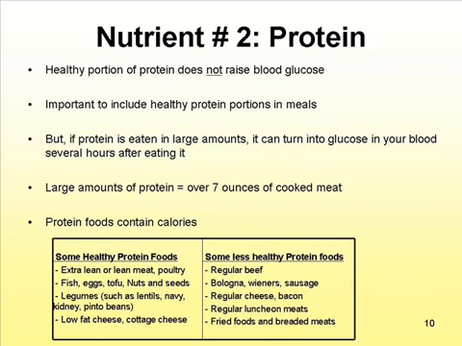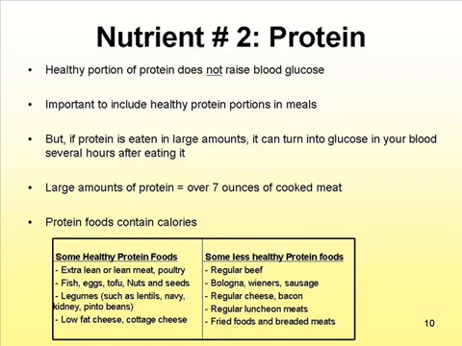A healthy portion of protein does not raise your blood glucose. It's important to include healthy protein portions in your meals at breakfast, at lunch, and at supper. But if protein is eaten in large amounts, it can turn into glucose in your blood several hours after eating it, about 4 to 5 hours later. A large amount of protein is over 7 ounces of cooked meat. So if you go out to a steakhouse and you have an 8-ounce steak or 10-ounce steak, that's excessive protein because it's a large amount and will affect your sugars later.